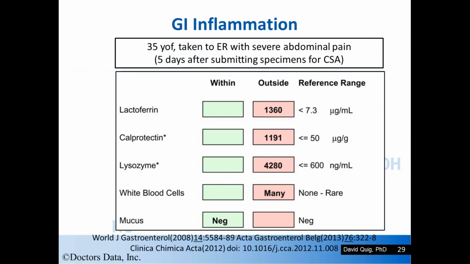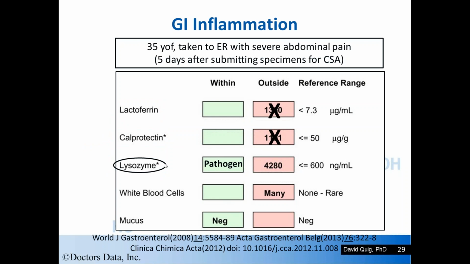So here we have a case of a 35-year-old female who was taken to the emergency room at the hospital with severe abdominal pain. And this was 5 days after she submitted her specimens for our comprehensive stool analysis. And as you can see, all three protein markers of inflammation were markedly elevated. The lysozyme, calprotectin, and lactoferrin. And very importantly, that's clear indication of IBD, or at least highly suggestive of inflammatory bowel disease.